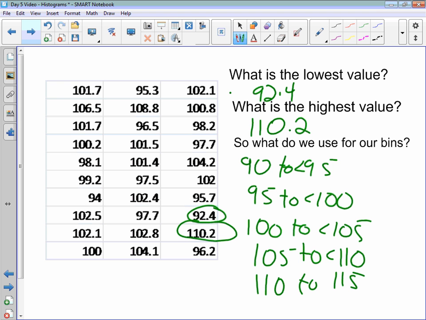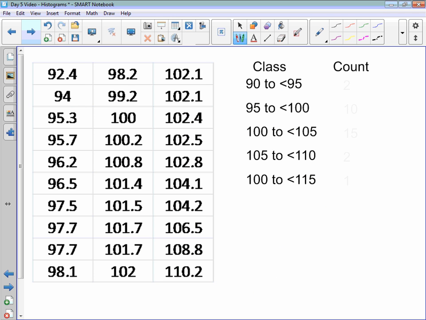We are going to have one value over the 110. It's 110.2, and we'll talk about next class about how when we change our bins, the shape of the distribution can change and how we have to be careful with how we shape our bins. So now we've got to count.